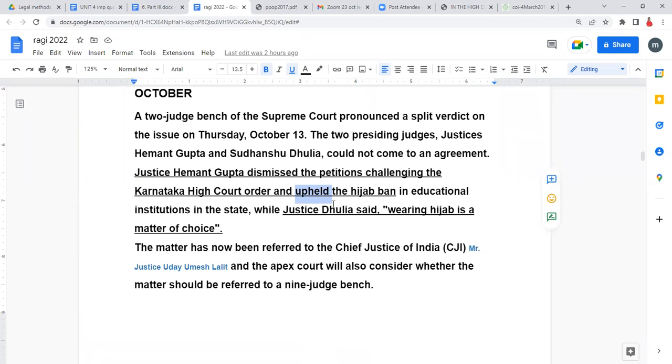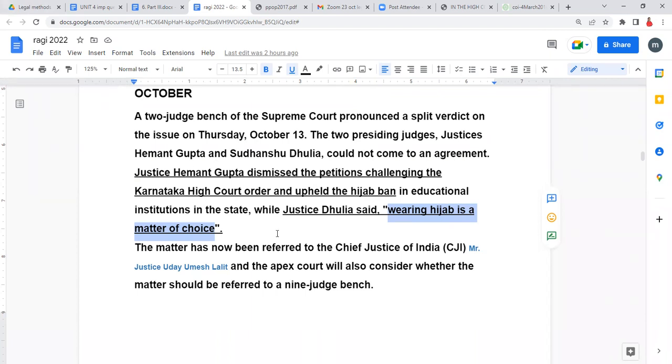But the other judge, Justice Dhulia, said wearing hijab is a matter of choice. What is more important for us to consider is the education of girls. It should not happen that just because of restrictions like these, parents are not sending their kids to college. What is more important is education. Rather than considering all these matters, we should focus on education, that anyhow they should get the education. So he was not in support of the decision that the Karnataka High Court had given.